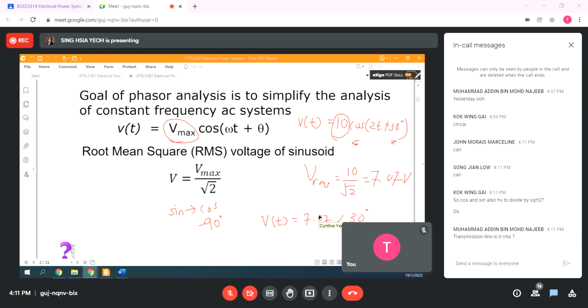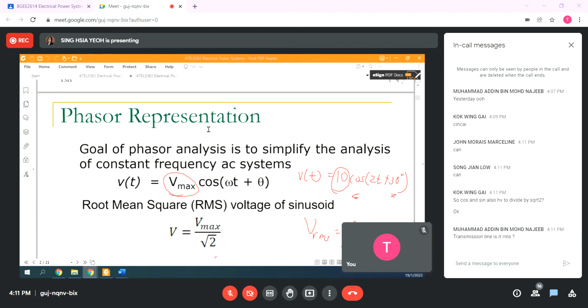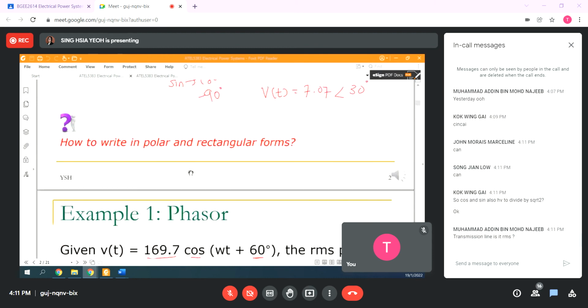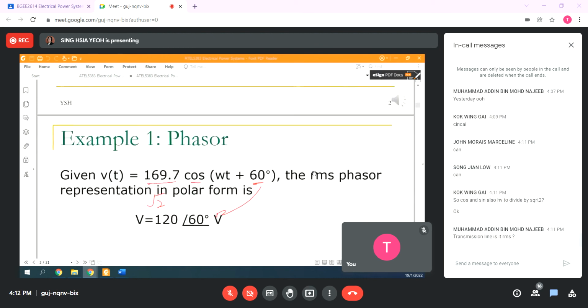Transmission line, is it? Not transmission line. This is phasor representation in power system. Okay, how to write in polar and rectangular format. Because from chapter 2 onwards, you are having a lot of this kind of thing, calculations that we need to write in polar format.